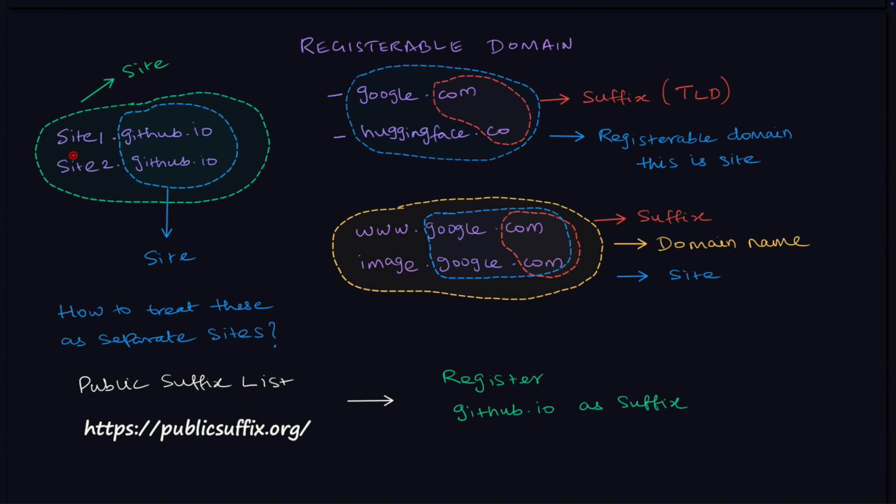So when the cookie is stored for site 1, it will not be sent to the server when someone visits site 2 because these are two different sites. Okay, now we have understood how site is defined in the context of a cookie. Now let's move on to the SameSite attribute.